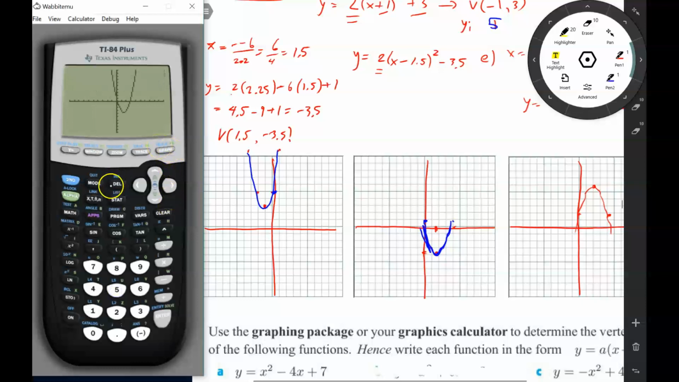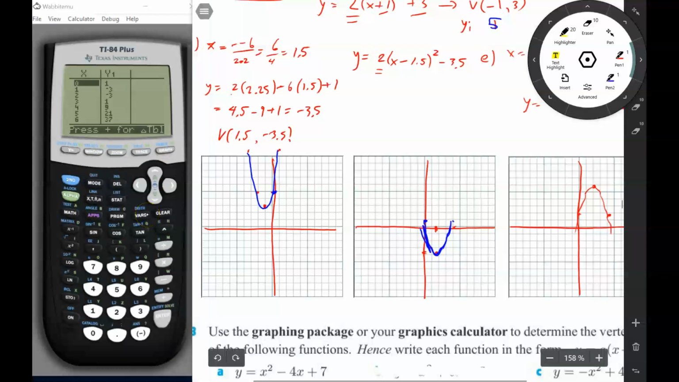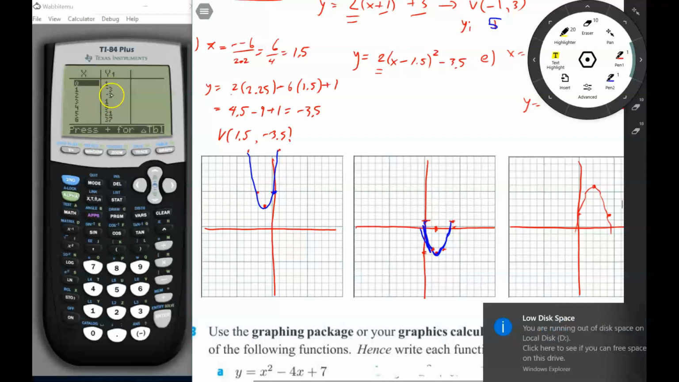That looks about right. If I want to check some stuff, I could do second table. It's the best way. And I could maybe make sure that some of my points are correct. For example, 0, 1, yeah, we got that one. 1, negative 3. That looks about right. 2, negative 3. Yep. 3, 1. Yep.